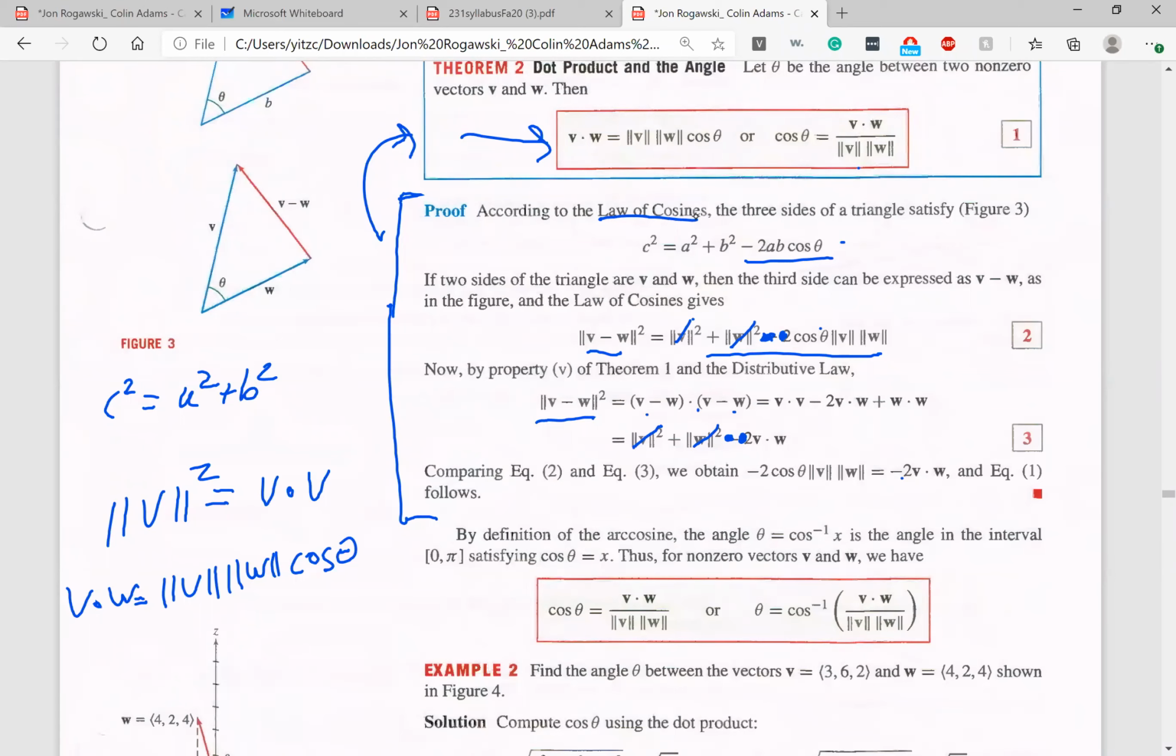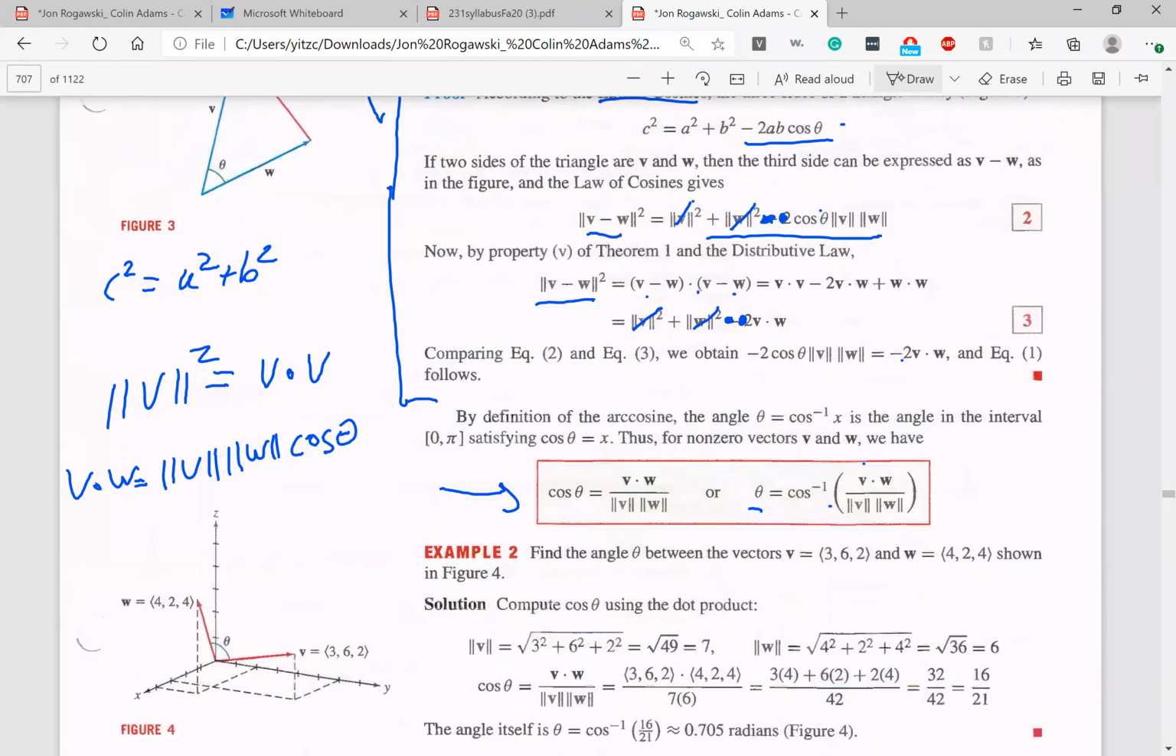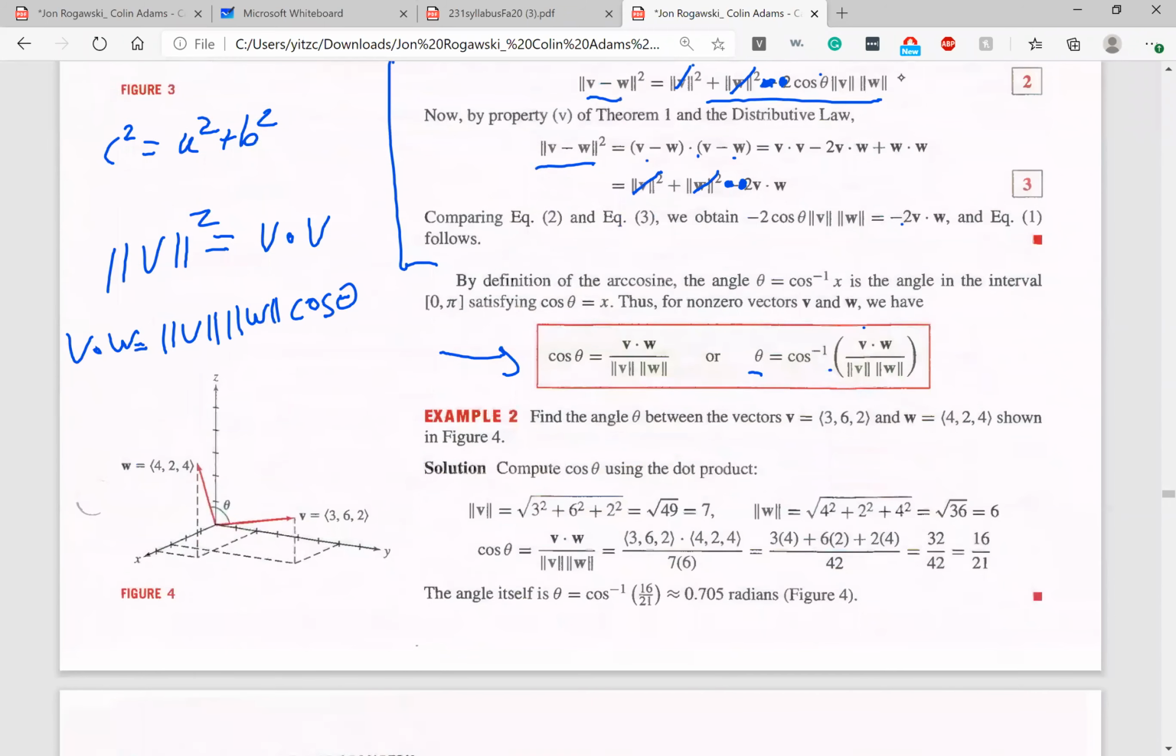Yeah. So now we are left with these two equations. Cosine of theta is equal to V dotted with W over the magnitude of V times the magnitude of W, or like I said before, the angle is equal to cosine inverse of this over here. So let's look at the following example. They want us to find the angle between the vectors V, this vector, and W.